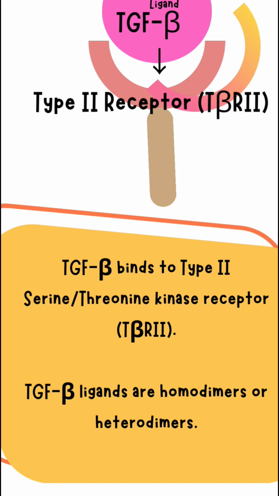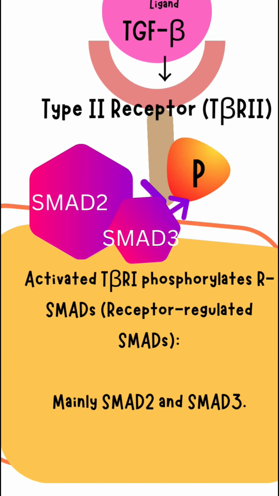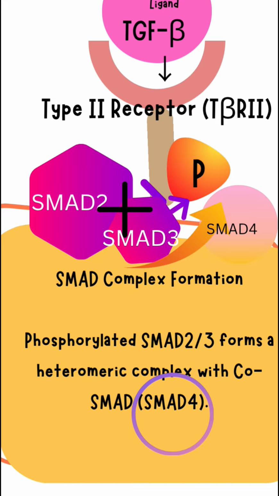The canonical is the SMAD dependent pathway, and this is the classical and most studied TGF pathway. There are various stages in this canonical pathway. First is the ligand binding, where the TGF beta ligand binds to the TGF beta type 2 receptor, and the TGF type 2 receptor recruits and phosphorylates the TGF type 1 receptor, and then SMAD is activated.